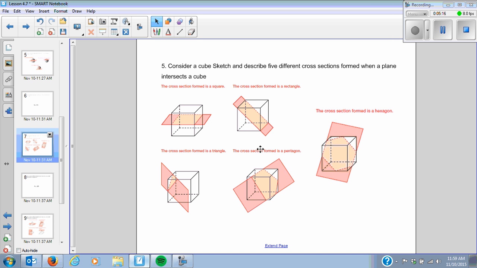You might want to take a minute, pause your video, and try to draw it the best you can. We know that it's not going to be perfect, but at least hopefully you can see the different cross sections.